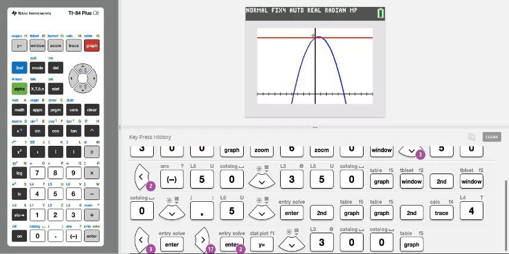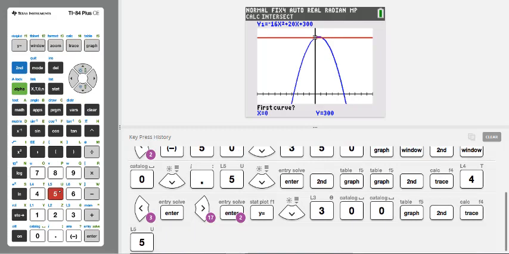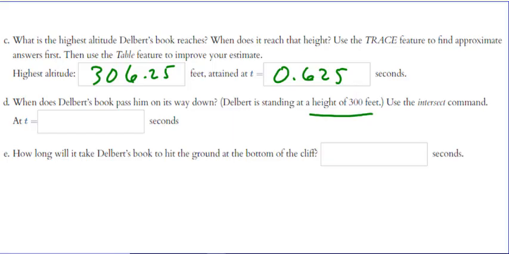No, we'll just, you can zoom in and make it a little bit easier, but we'll just do second trace, and we'll find an intersect, and we'll just make sure it's over here on this side instead of there. The first one. Enter, enter, enter. All right, so it intersects at 1.25. So we want this 1.25.